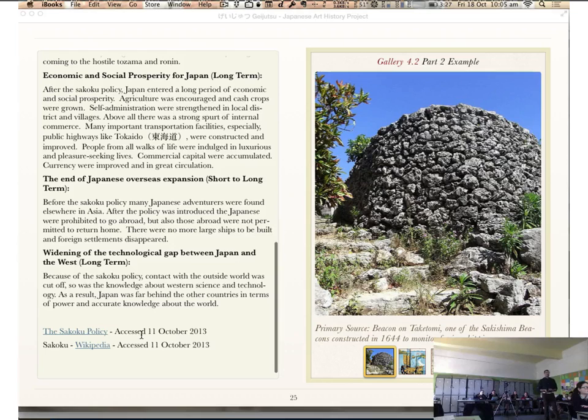All right, and this is the funny one too. Another long-term effect, ladies and gentlemen, of this policy is the widening of the technological gaps between Japan and the West. So, Japan didn't allow anybody into their country. That means they didn't allow scientists, they didn't allow other religions in. They didn't allow anyone into their country. So in England, in Europe, they were inventing stuff. You know, they were coming up with printing presses and medicine.